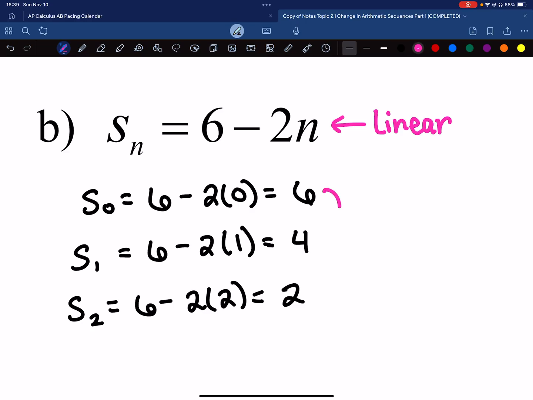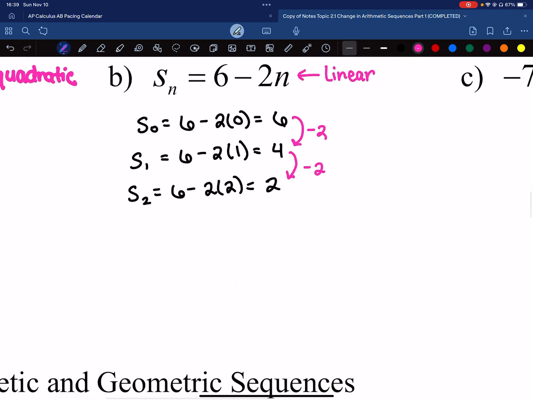So if you notice, from 6 to 4, you subtract 2. From 4 to 2, you subtract 2. So that would be the pattern. So this is arithmetic. And the common difference is a negative 2.